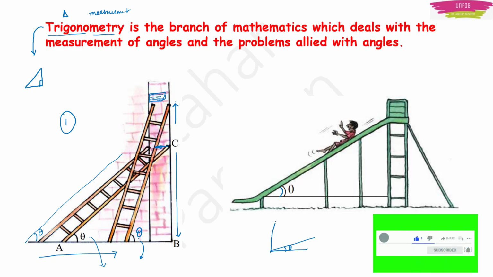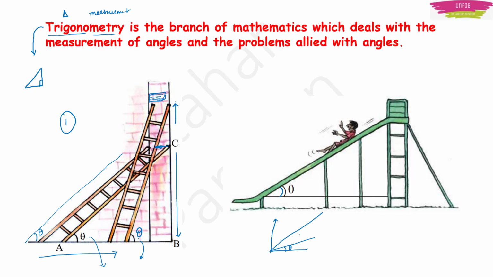Or if the slide is a little bit steeper like this, then also the child would not enjoy the slide, correct? If the slide is at a proper angle theta with this ladder like this, with this angle theta, and this is the ladder, right? Now this will make one right angle triangle, right? So even this was making one right angle triangle, right? So this is the application of trigonometry.